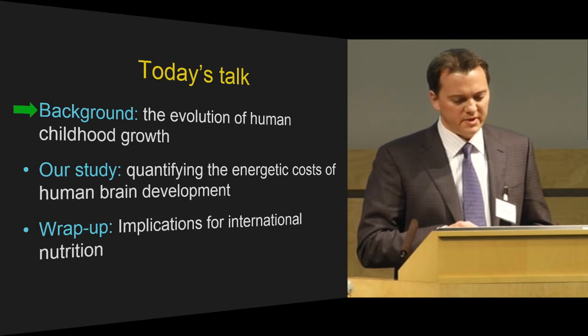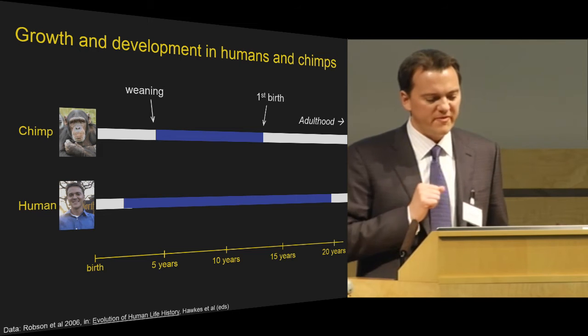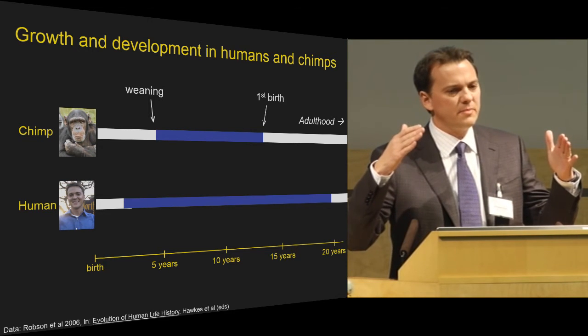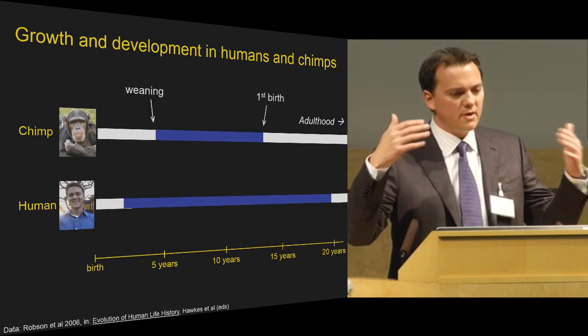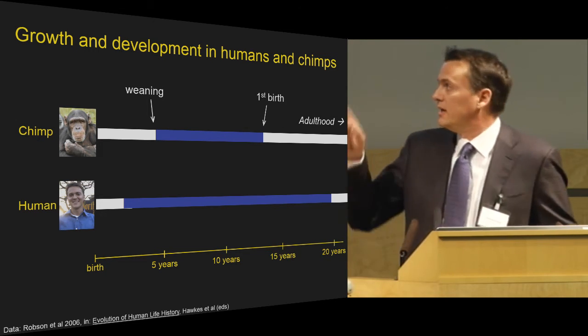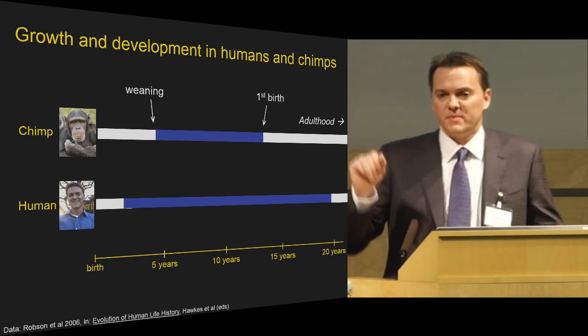Okay, so let's start with this. Now, this figure compares us to chimpanzees. Our last common ancestor with chimps was about 6 million years ago. They're our closest living relative, fairly closely related to us. Now, what you see here, there are some obvious differences.